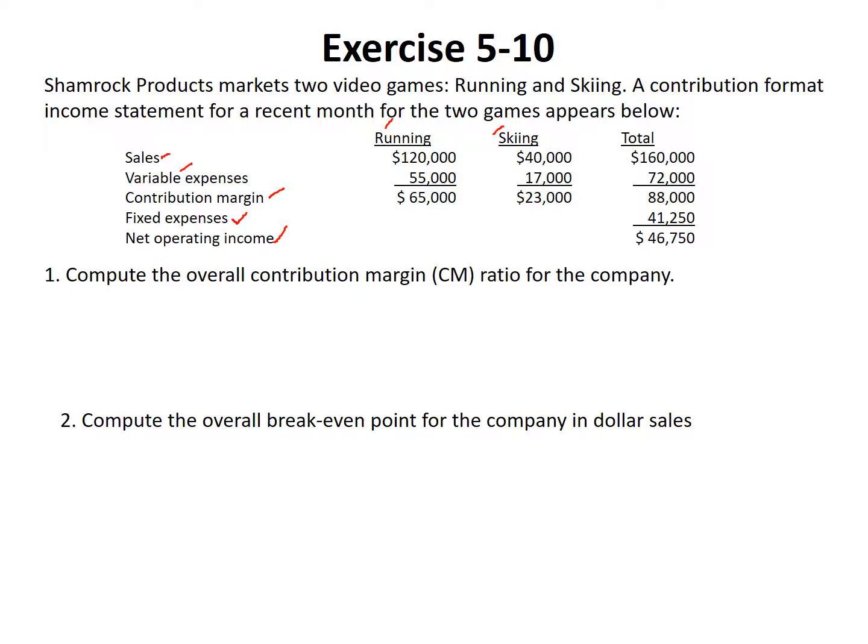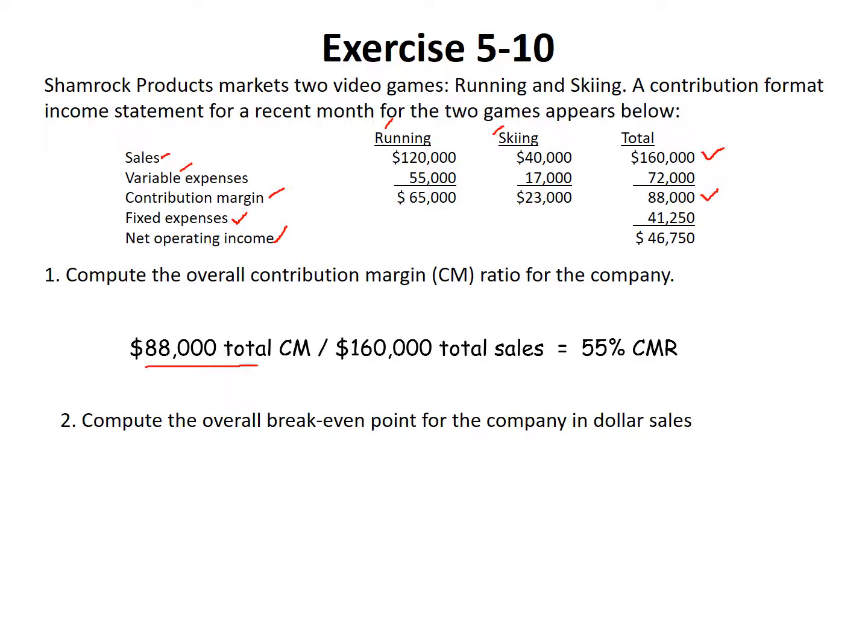So let's first compute the overall contribution margin ratio for the company. It's actually a fairly easy calculation. Our total contribution margin is $88,000 and our total sales are $160,000. So we take our $88,000 total contribution margin and divide it by $160,000 in total sales. Our contribution margin ratio in this case comes out to 55%.